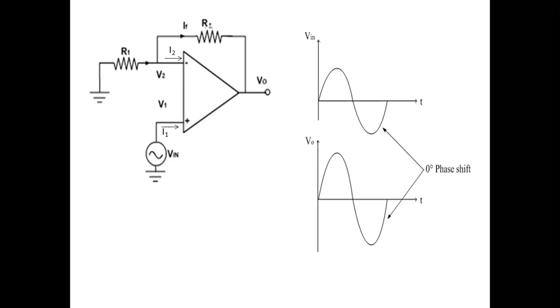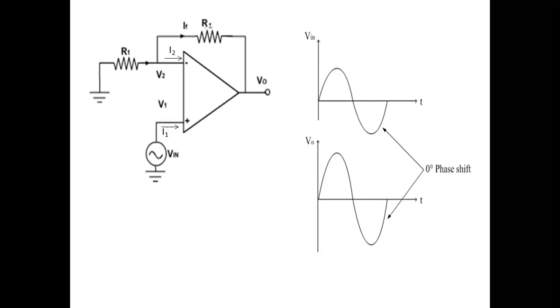Here, what is the difference? If you see, we are taking the same two resistors. But here, instead of V2, the negative terminal, we are connecting the input voltage to V1, which is positive. The remaining circuit is the same, but the input voltage is taken from here and connected to the positive terminal. So here, the input and the output will have 0 degree phase. There will be no phase difference between the input and the output.